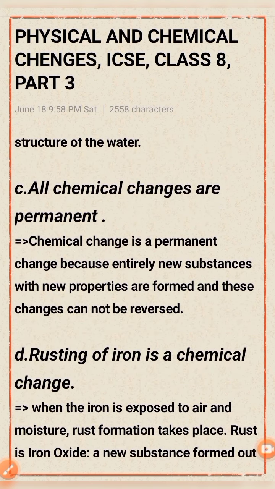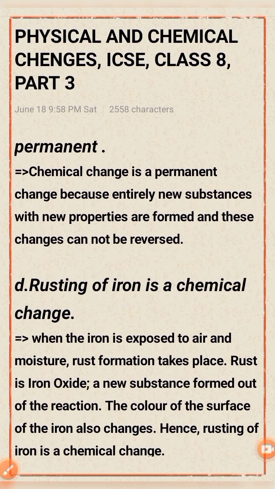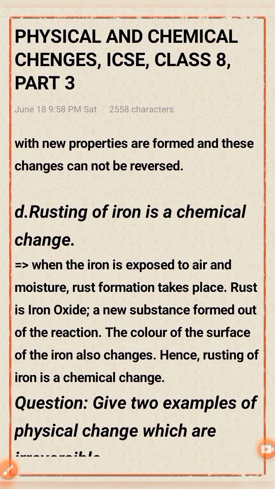Okay, next, rusting of iron is a chemical change. When iron is exposed to air and moisture, rust formation takes place. Rust is iron oxide, a new substance formed out of a reaction. The color of the iron also changes. Hence, rusting of iron is a chemical change.